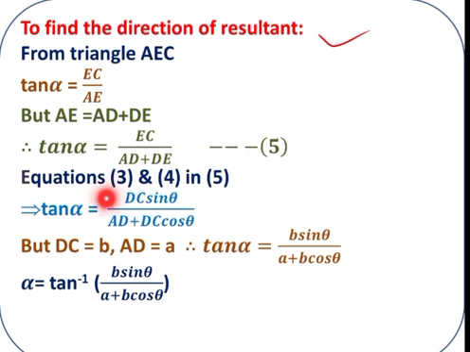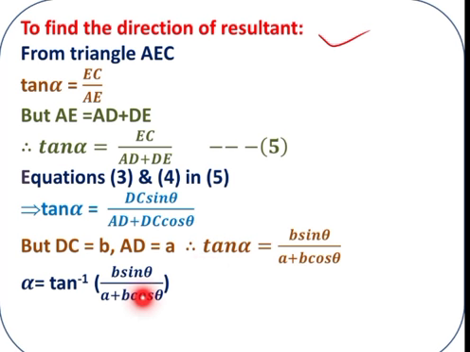From the previous equations 3, 4 and 5, we have to substitute the values of EC, AD and DE. After substituting, tan alpha is equal to DC sin theta divided by AD plus DC cos theta. Here DC is equal to B and AD is equal to A, therefore tan alpha is equal to B sin theta divided by A plus B cos theta.